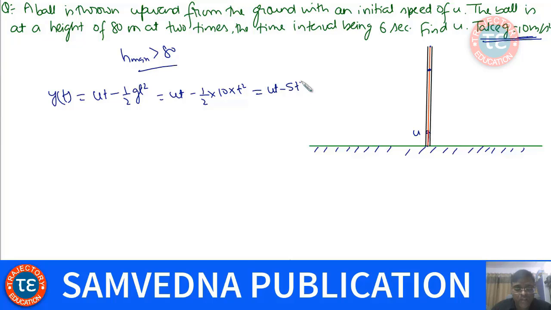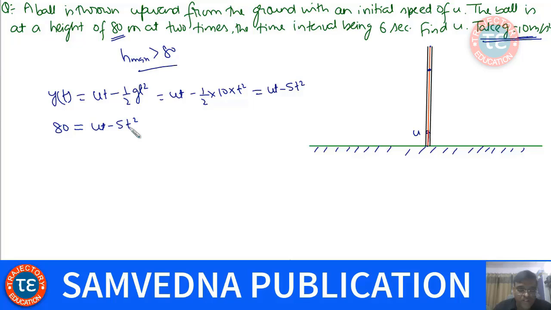So it is ut minus 5t square. Okay. So we want the time at which it reaches 80, plus 80 of course. So you just put 80 over here, and this is 5t square.